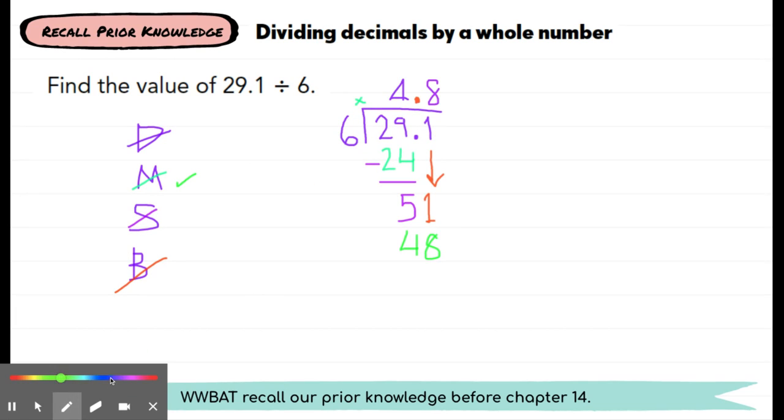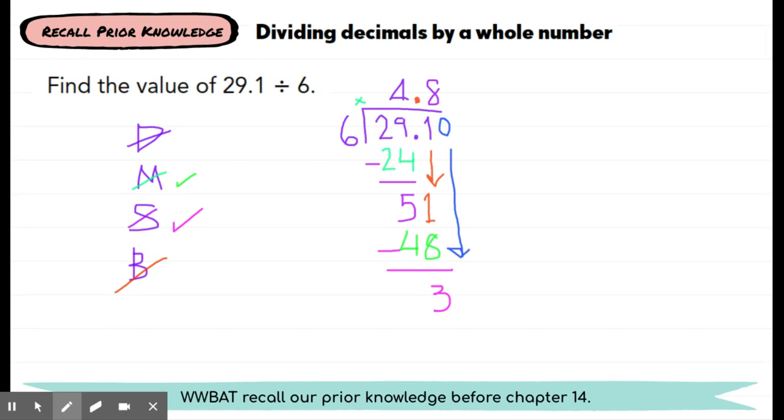And then I will subtract. 51 subtracted by 48 is 3. Then I'm going to keep bringing down because there's a remainder. In order to bring down, you can add as many 0s behind a decimal place as many times as needed, because the value of the number will not change. So I'm bringing down 0. And then I'm going to repeat the steps again.